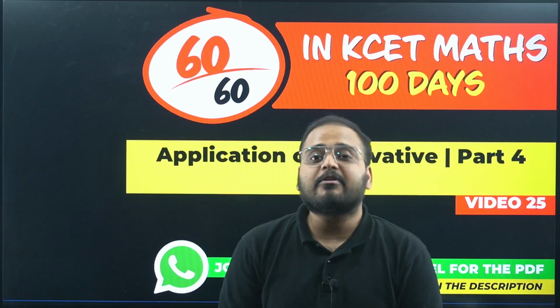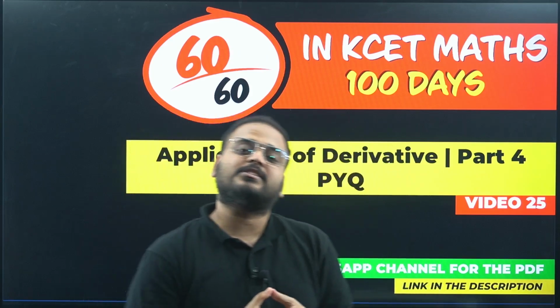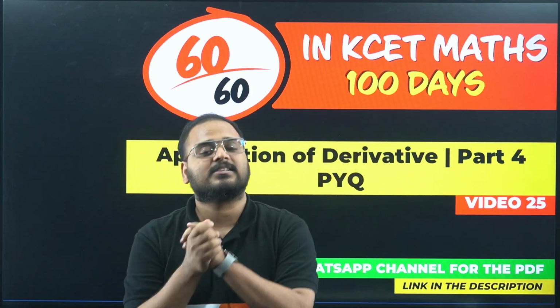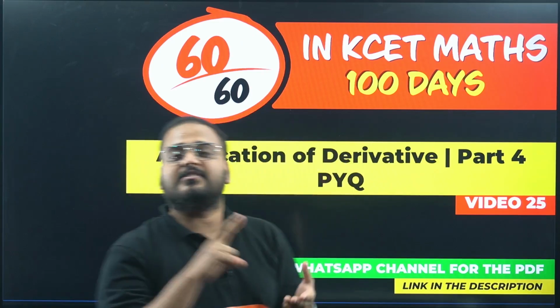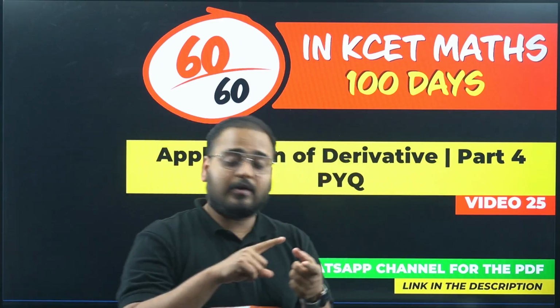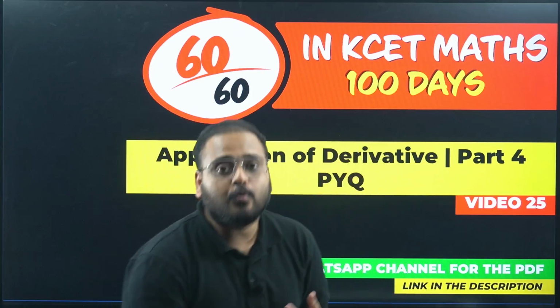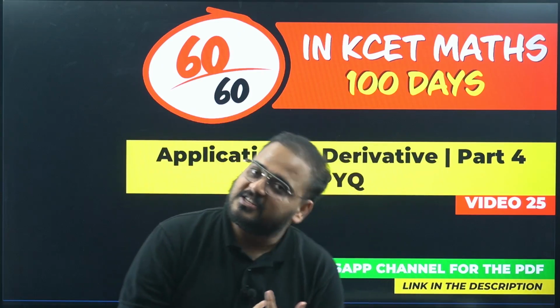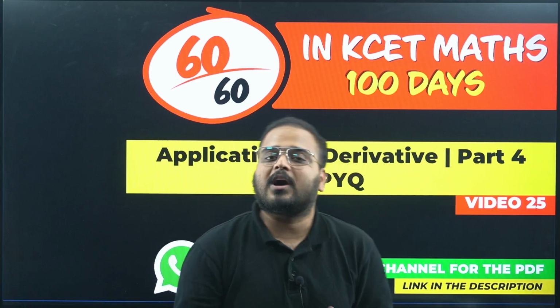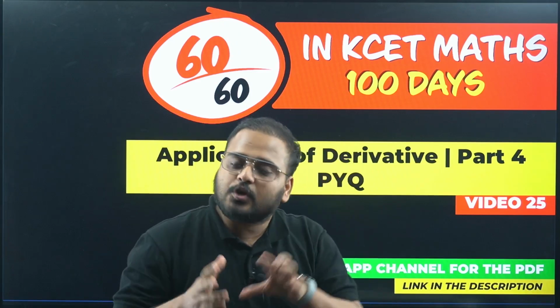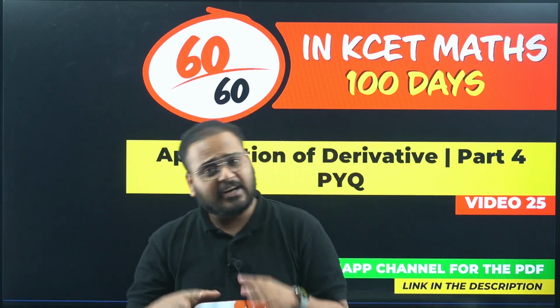Welcome to day 25 of our ongoing series, which is 60 out of 16 KCET Mathematics in 100 days. We have completed our chapter, application of derivative, in 3 parts. We have revised what we have done. In the first session we did rate of change of quantities. In Part 2 we did increasing and decreasing functions. In Part 3 we did local maxima and local minima, and again we solved questions on all these topics. We have taken varieties of questions.